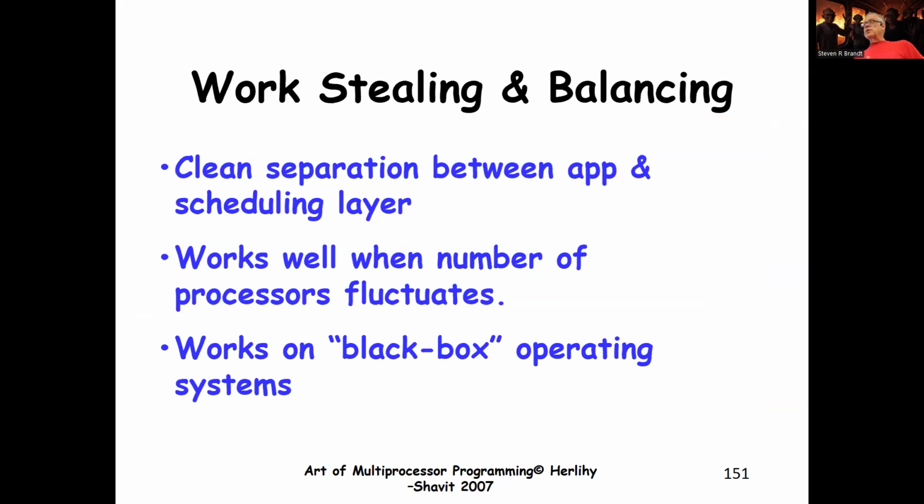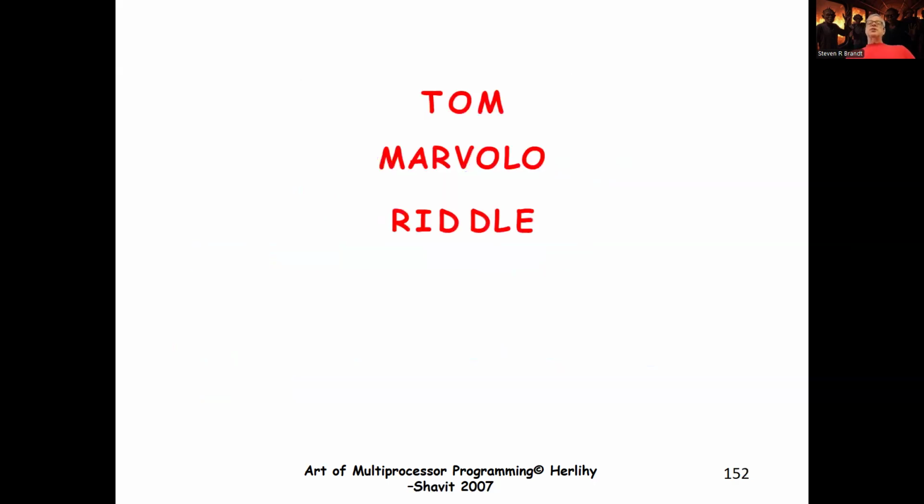And that works well when the number of processors that you need fluctuates. And it allows you to treat the operating system as sort of a black box, right? You've just got a bunch of tasks and a bunch of workers, and you try to keep them all busy. And that's the basic logic.